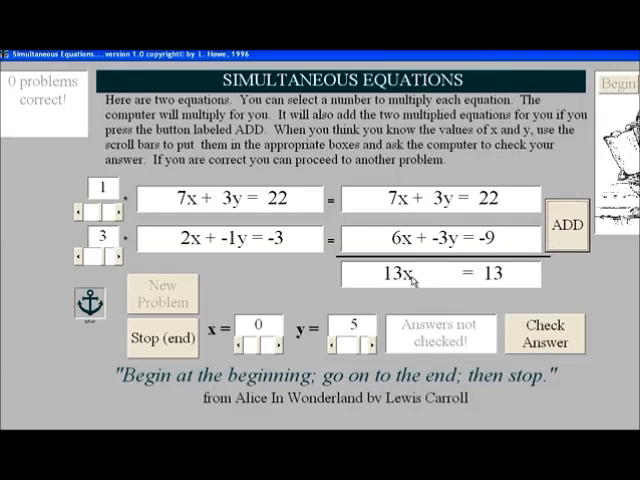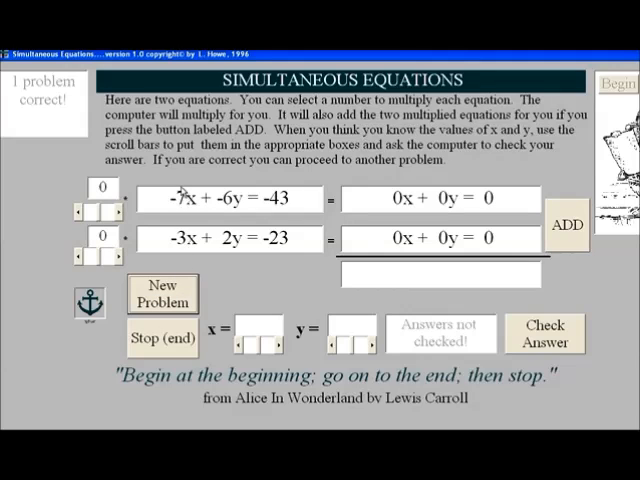And now we see that 13x is equal to 13. So x must be 1. And we check and we win. This is called elimination. Let's do one more problem. New problem.